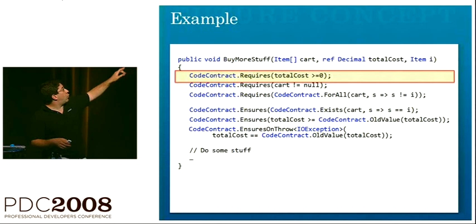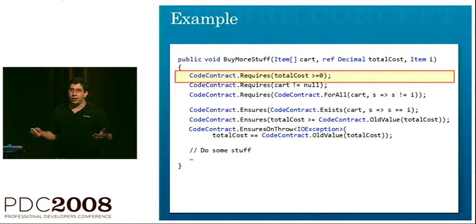So let me just walk through this example. Imagine you have a shopping cart for some retail store application. It's going to take an array of items. It's going to take a total cost so far. We know that cost better not be less than zero when we come in, and some new item that we want to add to the cart. So there's a lot of things we know in a situation like this example, right? We know that the total cost is greater than or equal to zero. We know that the cart's not equal to null.